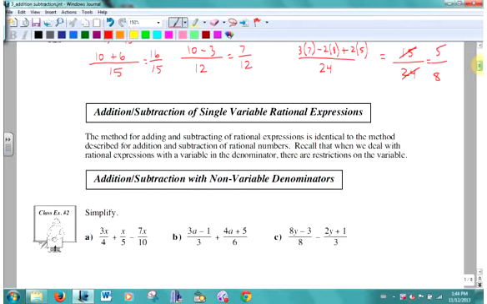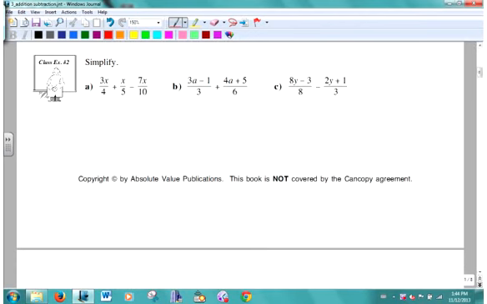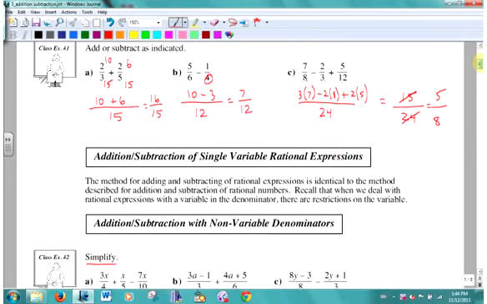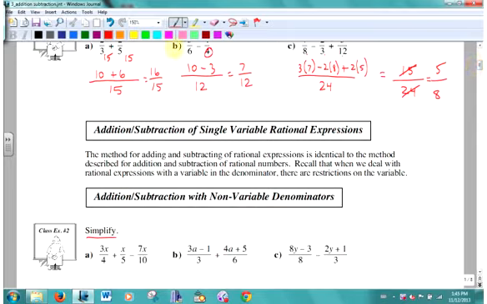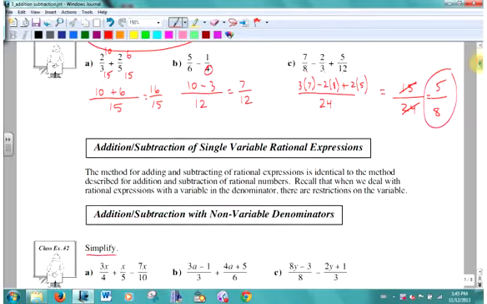Now we're going to get, instead of numbers, just some x's. Okay? Simplify. That means add them or subtract them. Okay? We want to simplify it. It's the same thing as that. I wish I could show you all at the same time here. Okay? That says simplify. Add or subtract as indicated. Simplify. Same thing. All right.